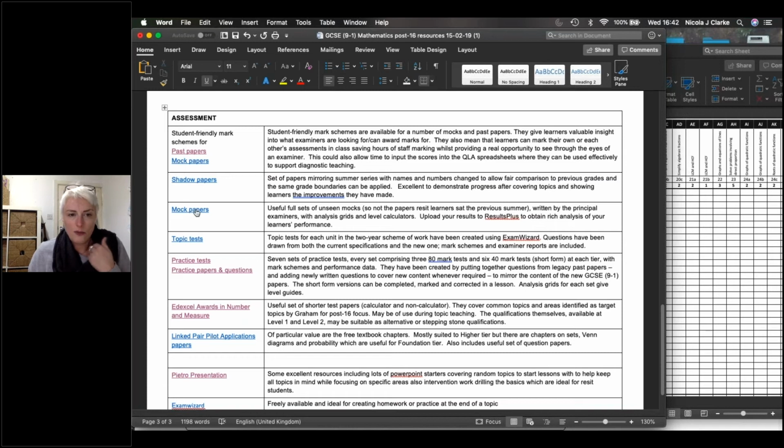Full sets of mock papers. Pearson have now written 4, and you can use Results Plus for those to obtain rich analysis of your learners' performance, and that does, as far as I'm aware, enable them to compare with other people as well. But yeah, that'll do your question level analysis once you've put your results into those spreadsheets.